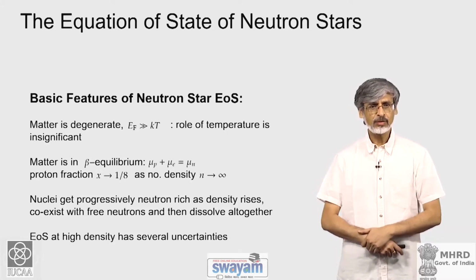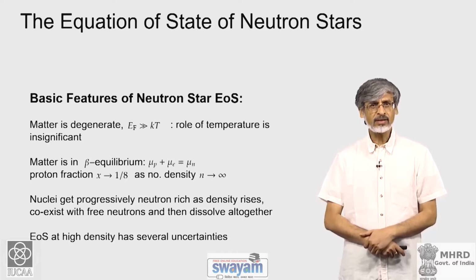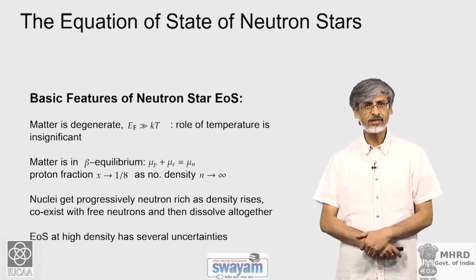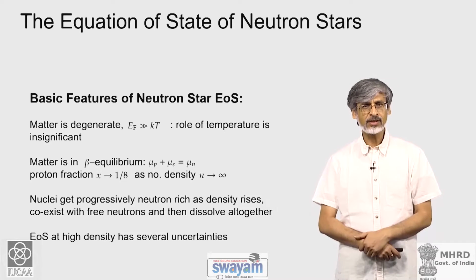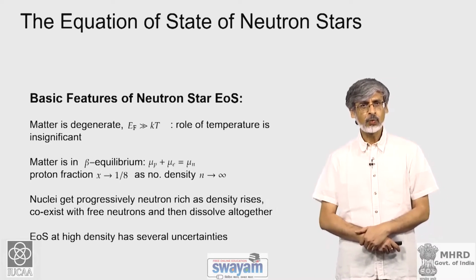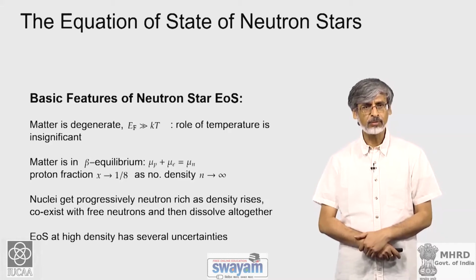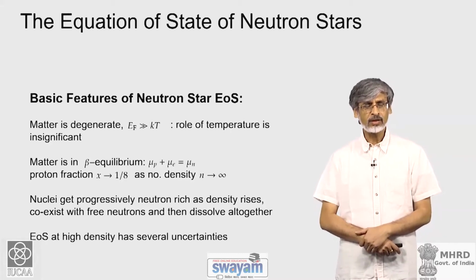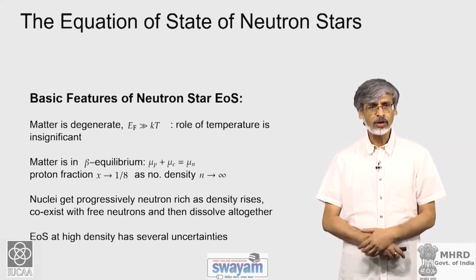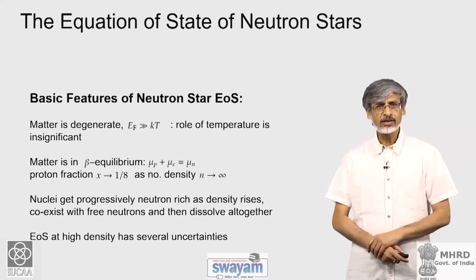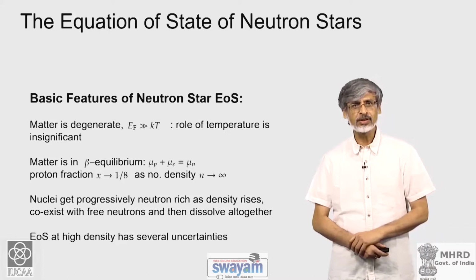So, in this module, we will take a look at some of the intricacies of the equation of state of neutron stars, try to understand what is understood, what is not, where the uncertainty arises from, and what we can do to address it. To start with, let us recall the basic features of the neutron star equation of state.